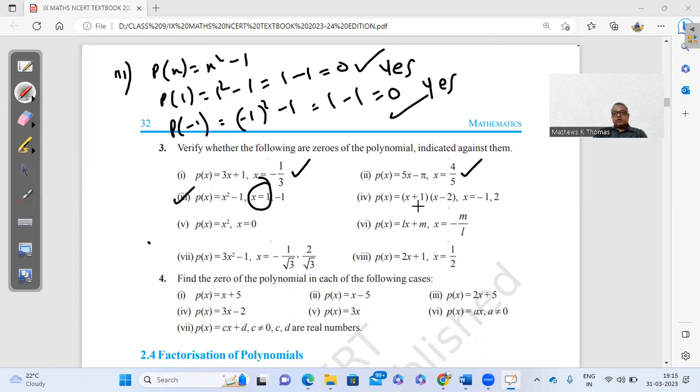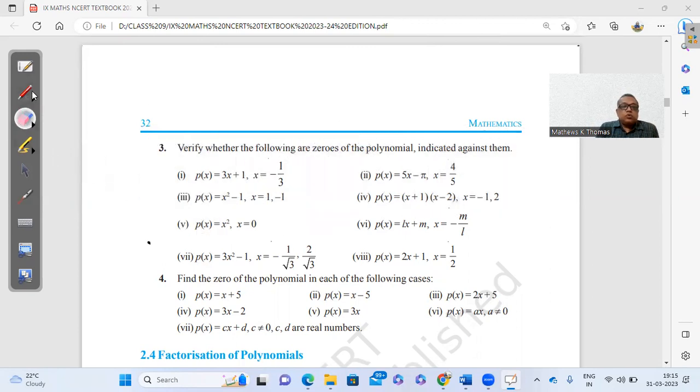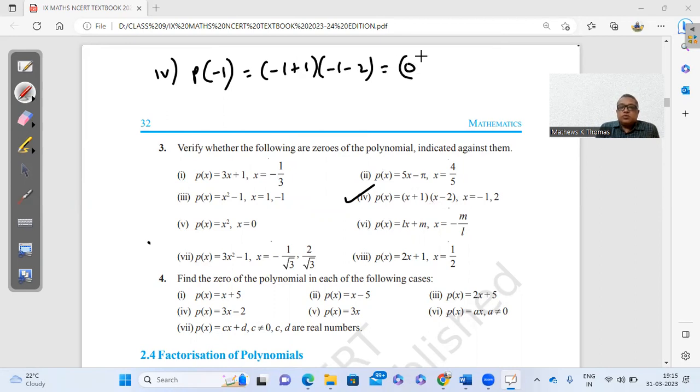Then fourth part, Px is x plus 1 into x minus 2. So here also there are two values given, minus 1 and positive 2. So what you need to do is put the value of x as minus 1 first. Okay. So I'm going to do the fourth part, P of minus 1. What am I doing? I'm putting the value of x as minus 1. So this will be minus 1 plus 1, minus 1 minus 2. Minus 1 plus 1 is 0, 0 into minus 3. 0 into anything is 0. So the first part, minus 1, yes, minus 1 is a 0 of the polynomial.